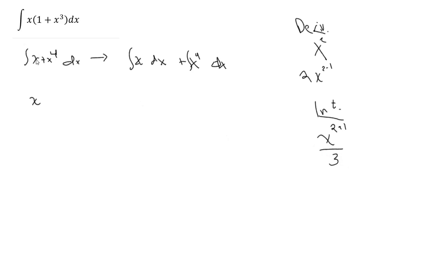Okay? So the integral of x would be, well, we have a 1 in the exponent right now. 1 plus 1 is 2, and then you divide by that number, 2. Now for the integral of x to the 4th: 4 plus 1 is 5. So now we have a 5 in the power, and we just divide by 5.